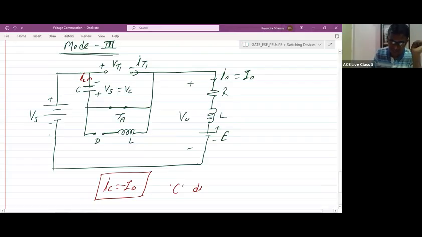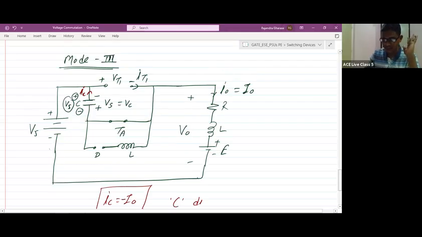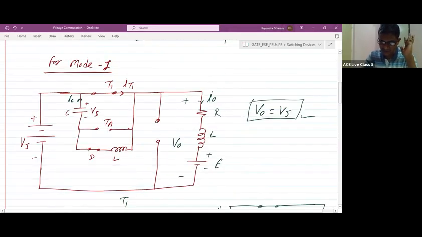When the capacitor discharges, at that time the polarity will be plus here, minus here, and the voltage across the capacitor is Vs only. When the capacitor discharges and charges to the reverse polarity, at the end of mode 3 the voltage across the capacitor will be plus here, minus here, and again this voltage will be equal to Vs only. Please check the waveform of Vc, you will understand.